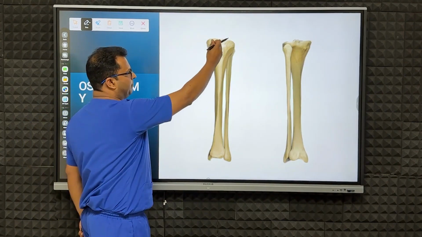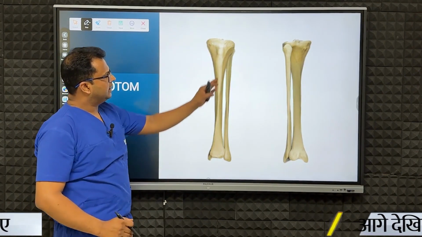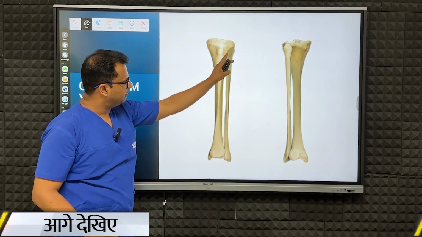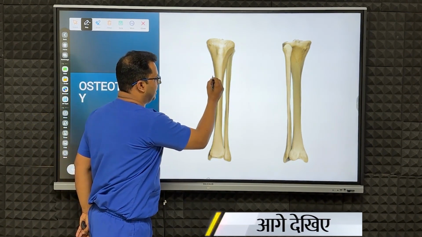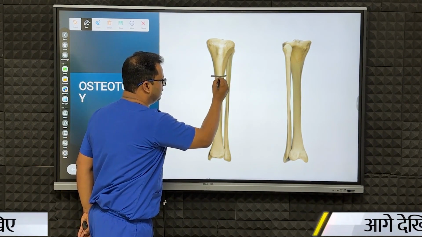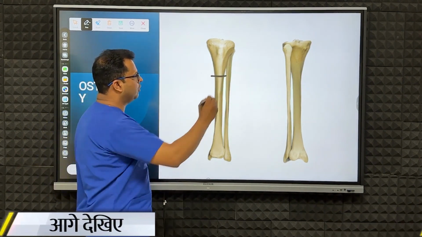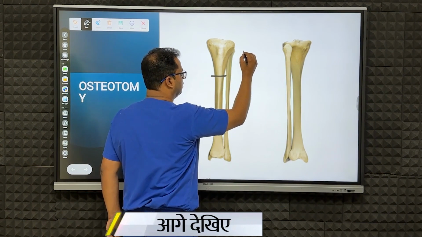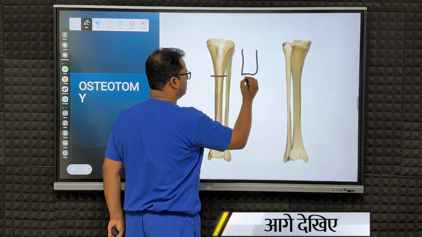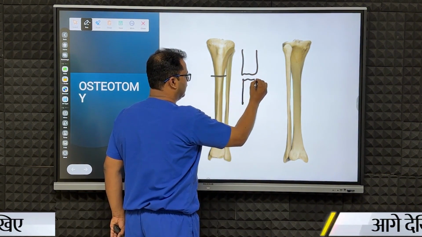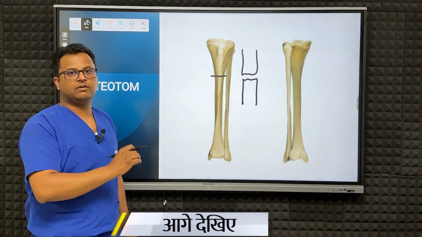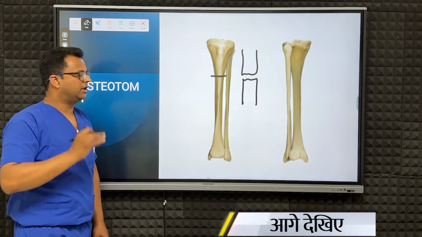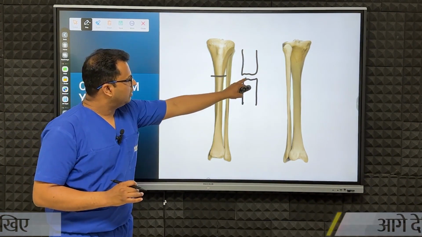In the tibia, this is the upper end, this is the lower end. This is the other bone in the leg, the fibula. So we will make a fracture at the upper end of the tibia. This is called osteotomy. So now your two ends will be like this. This is the fracture. This thing is called osteotomy. That has been discovered way back by this great doctor.